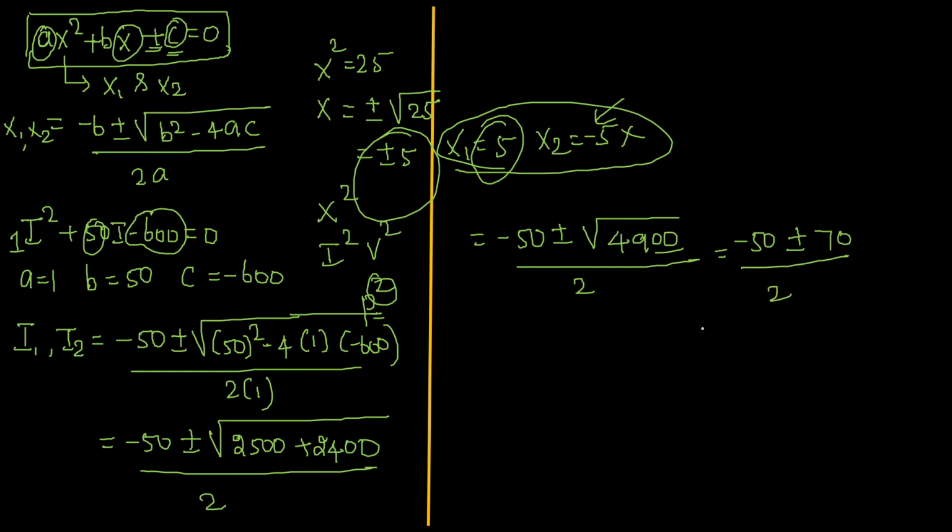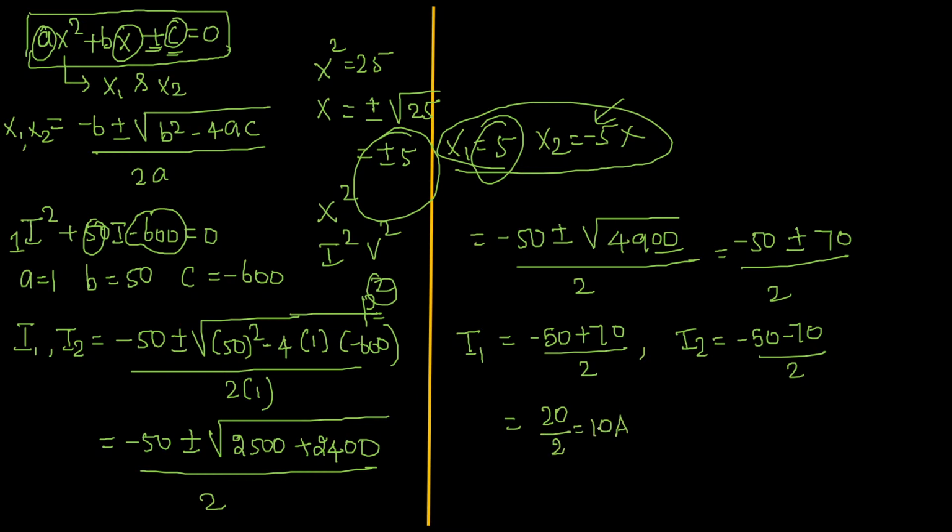Whole divided by 2. How will you write this expression? Finally, current I1 can be written as minus 50 plus 70 by 2, comma, current I2 can be written as minus 50 minus 70 by 2. If you reduce the first expression, minus 50 plus 70 will give you 20 upon 2, or I can say it will be equal to 10 ampere. So I2 can be written as minus 50 minus 70 will be equal to minus 120 upon 2, or I can say it will be equal to minus 60 ampere.